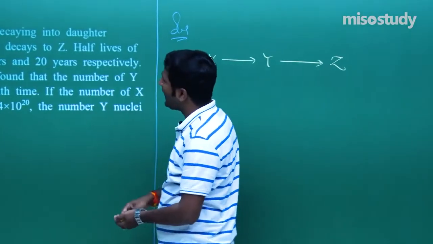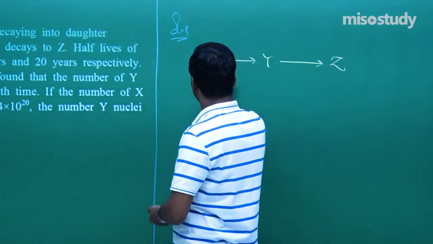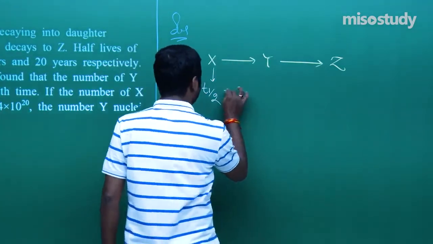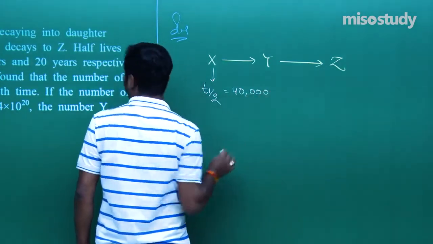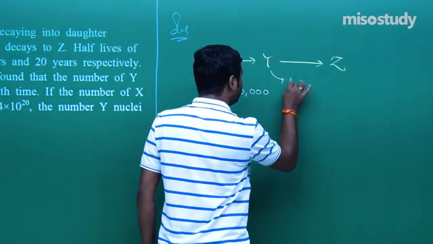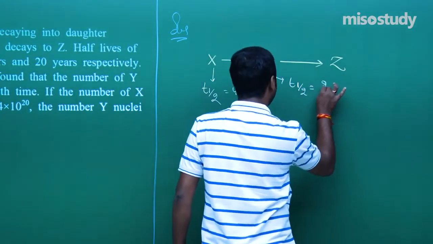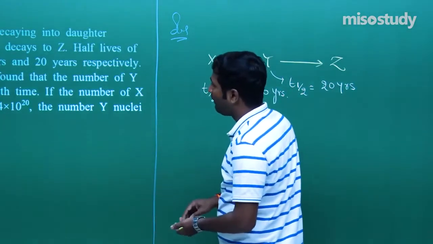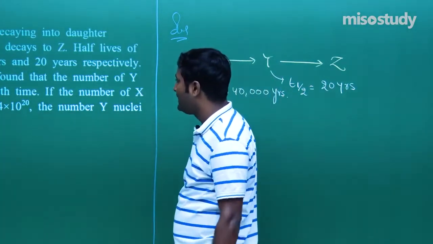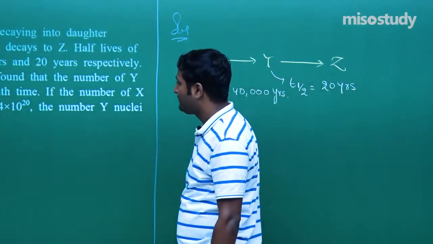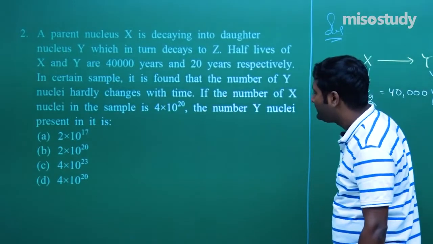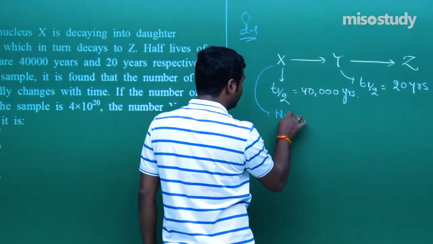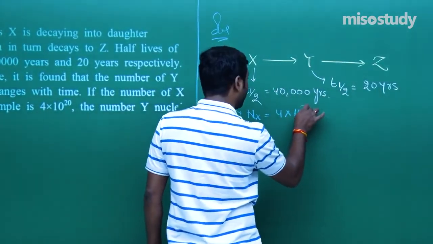Okay, this is the thing. The half-life of X is given as 40 years, and the half-life of Y is given as 20 years, my friend. Now it is found that the number of Y nuclei hardly changes with time. If the number of X nuclei in the sample is 4 into 10 to the power 20, that is given here, Nx is equal to 4 into 10 to the power 20.